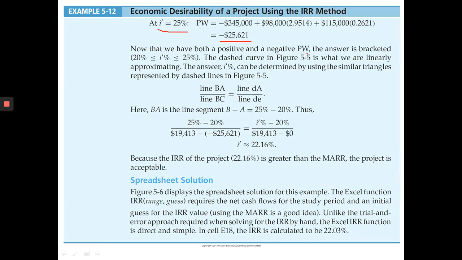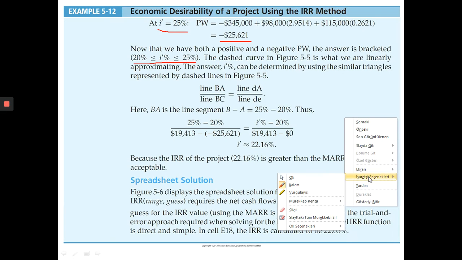Now that we have both a positive and a negative present worth value, this is what we want in the interpolation method. We just need a positive and negative present worth value because we are looking for the value of 0. We did some examples before in chapter 4, you remember this interpolation method. And the answer is bracketed in between 20% and 25%. The dashed curve in the figure 5.5, let me show you that figure here.